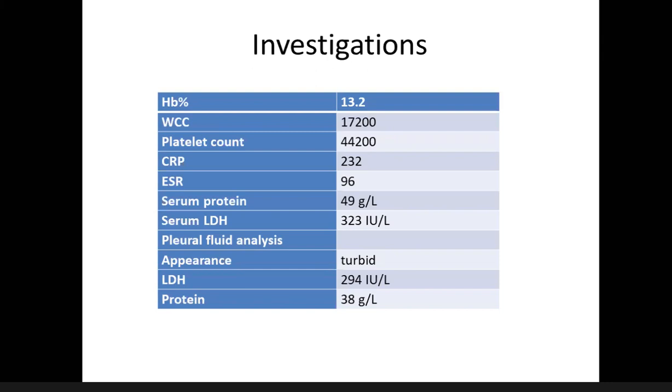Right. So how are you going to interpret the pleural fluid analysis report? In pleural fluid analysis, the pleural fluid to serum protein ratio is 0.77. That means it's more than 0.5. And the pleural fluid to serum LDH ratio is 0.9. That means it's more than 0.6. And pleural fluid LDH is more than 2/3 of the upper limit of serum LDH. So, according to Light's criteria, this is exudative type pleural effusion. So it looks like exudative type pleural effusion.